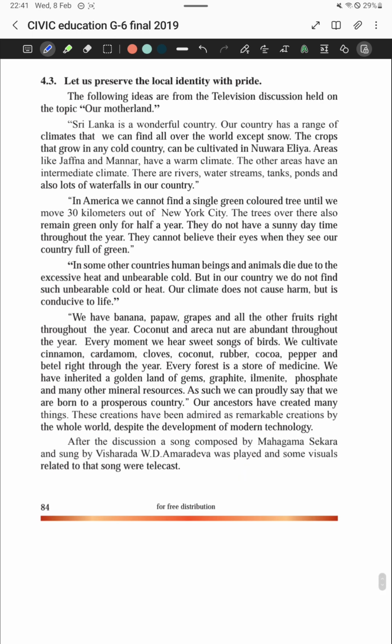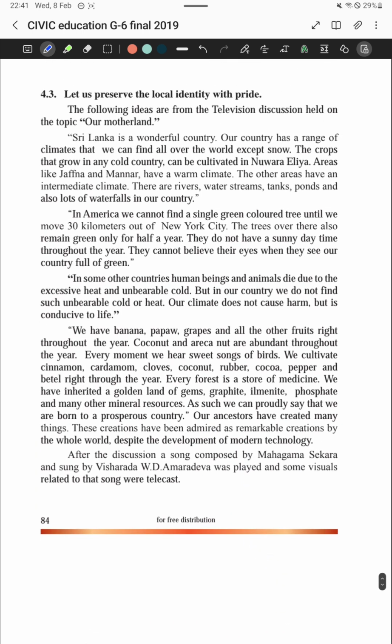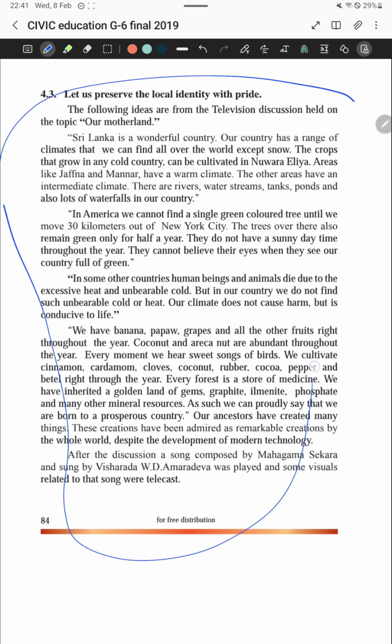So at the end of the lesson, you can see here, let us preserve the local identity with pride. This must be read by you. I don't want to talk about this part, right? This is about your country, about Sri Lanka, your motherland. So you must study this and come to school, studying these general knowledge things, right? So this is about Sri Lanka.